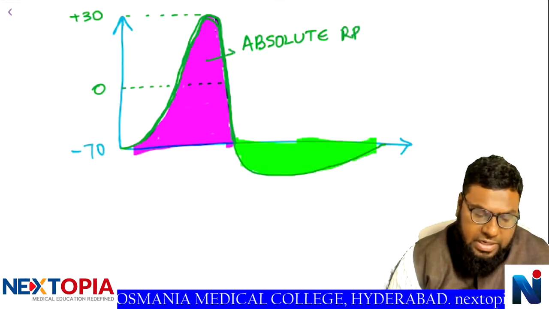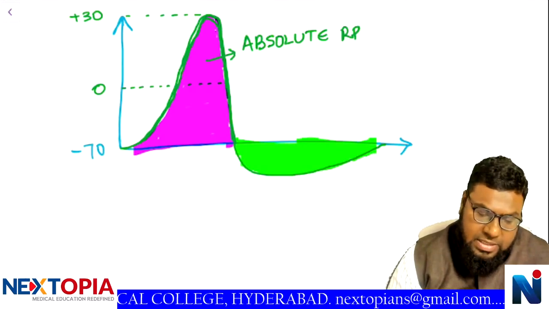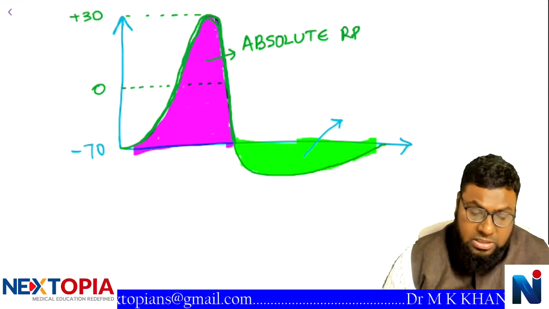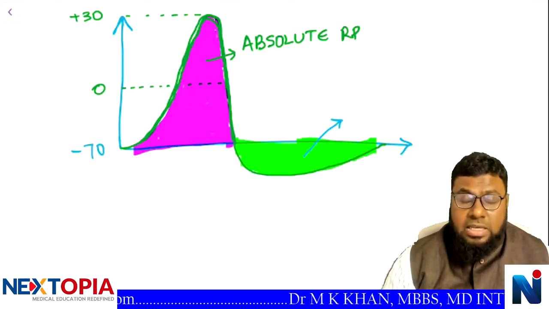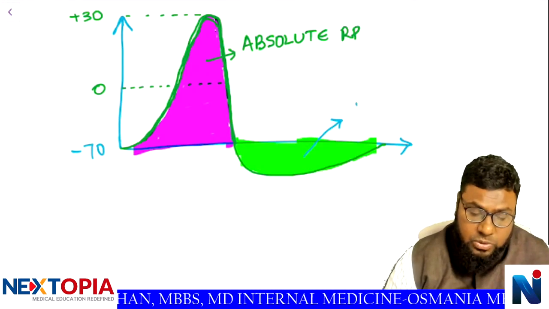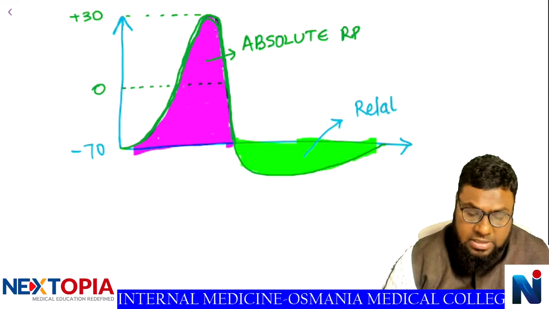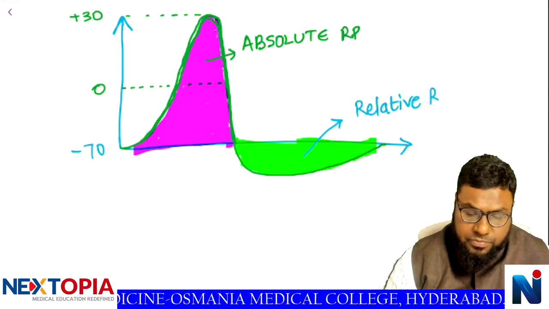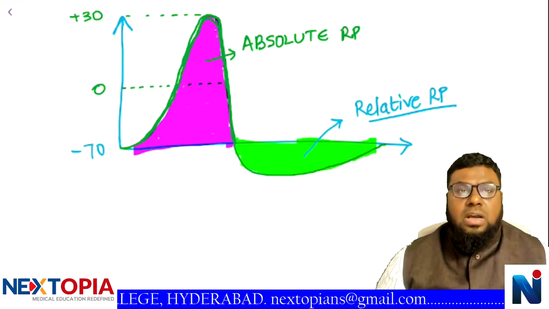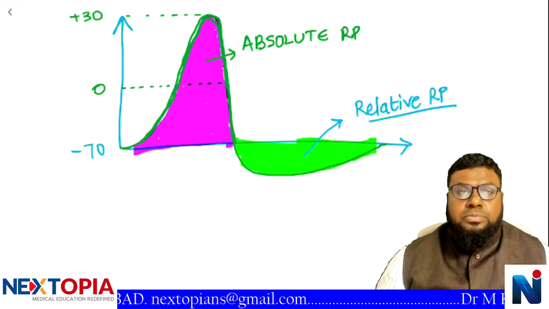Absolute refractory period. Whereas in this area, a subthreshold stimulus cannot stimulate a new action potential, but a stimulus stronger than the threshold stimulus can definitely stimulate and produce a new action potential. You are calling it the relative refractory period. Relative refractory period. So these 2 points, please remember, right?